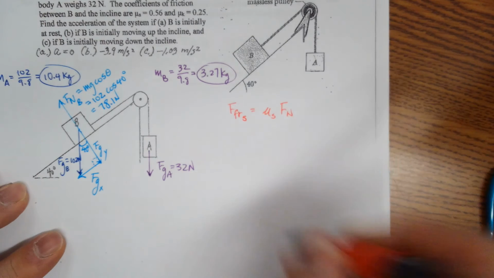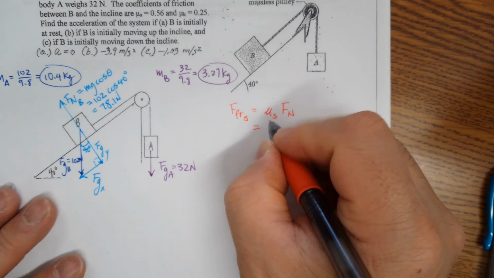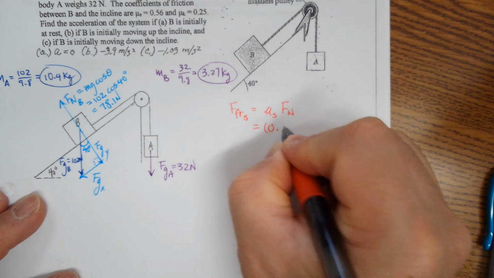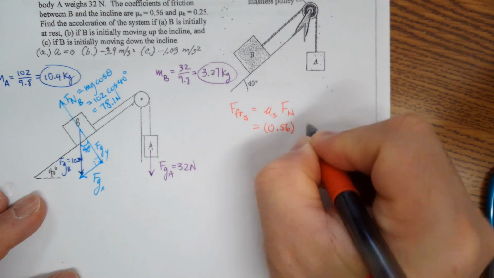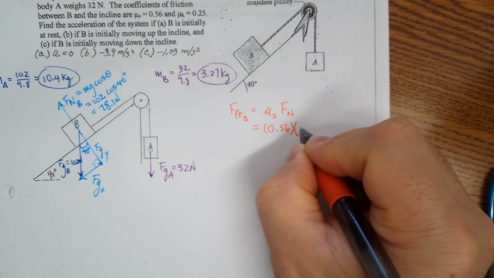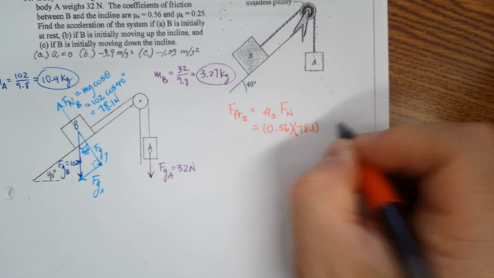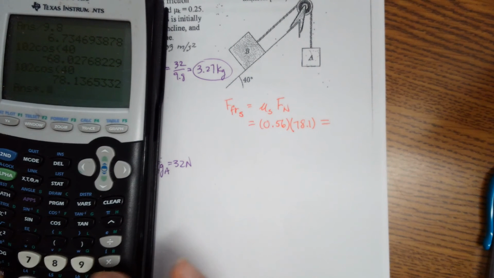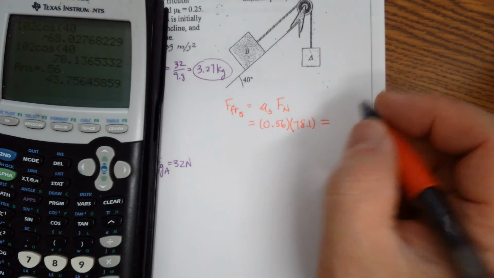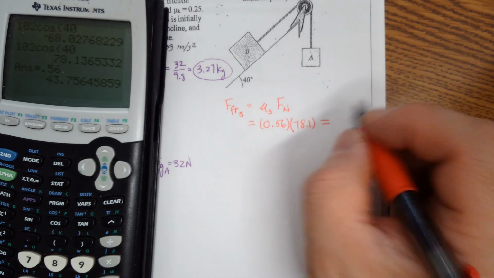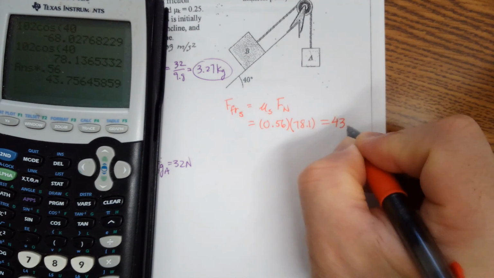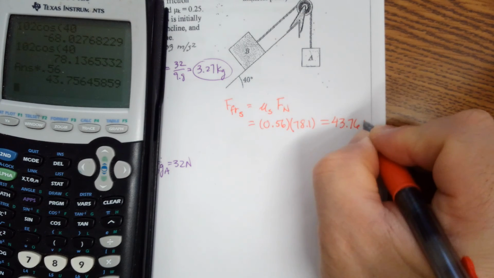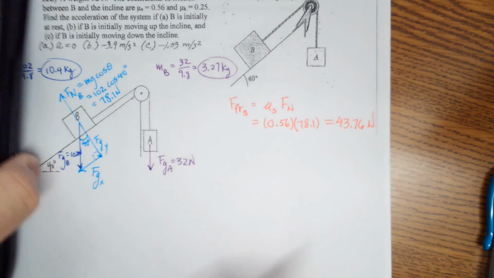So here, we could calculate mu sub s times F normal, which is 0.56 times 78.1, and that comes out to, I guess, 43.76 newtons. All right.